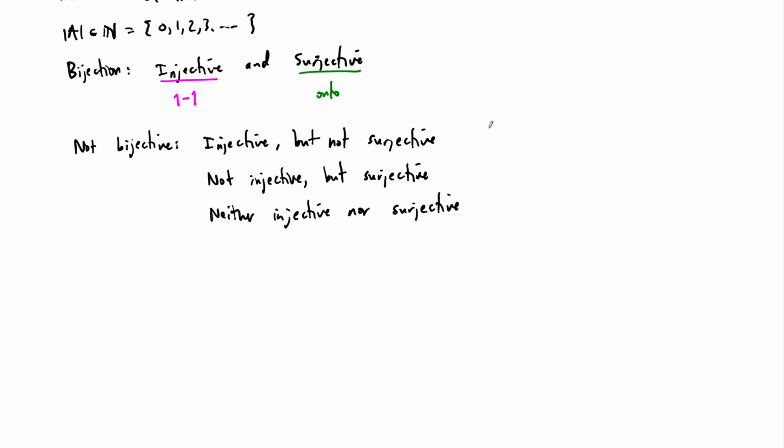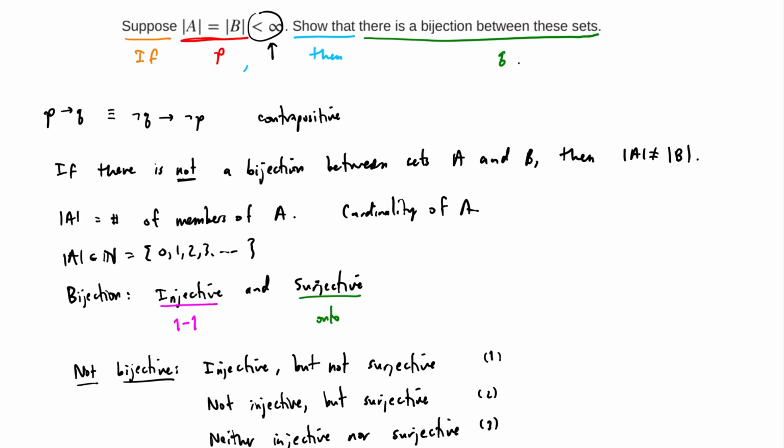So let's number these. Let's call these cases 1, 2, and 3. These are three different cases of how we can be not bijective, and I'm going to justify these. Again, we haven't gone through writing formal proofs yet in this course, so I don't expect a formal proof on this one. But we need to justify it somehow using logical arguments.